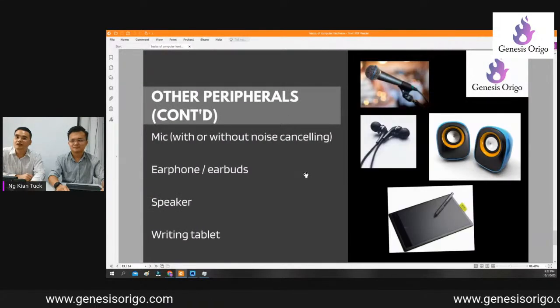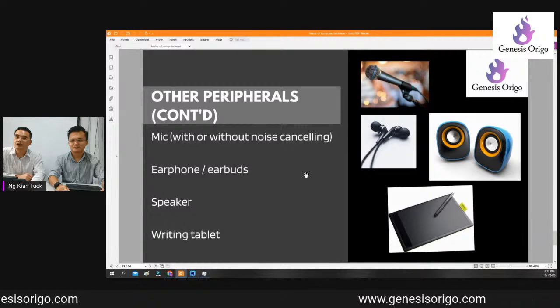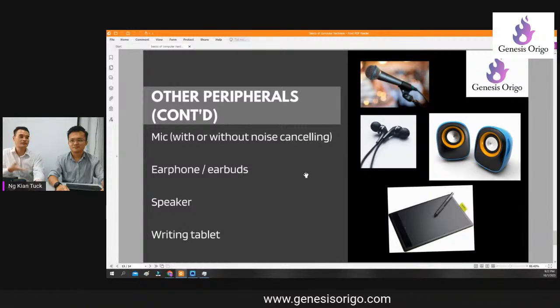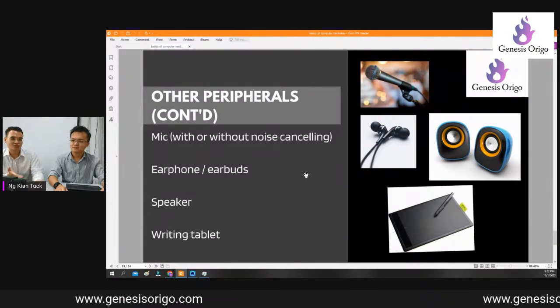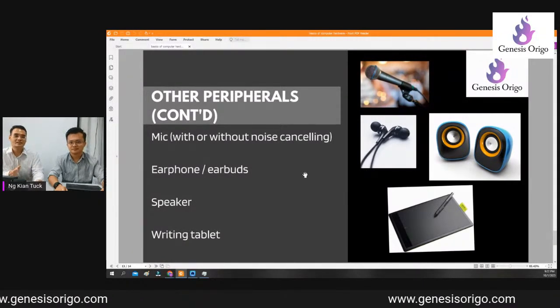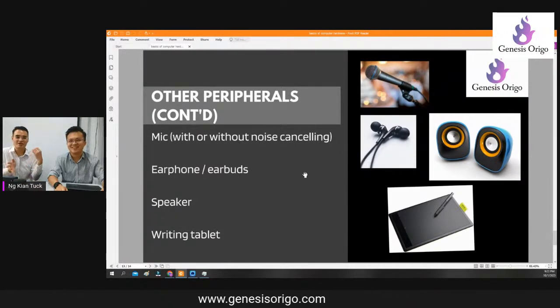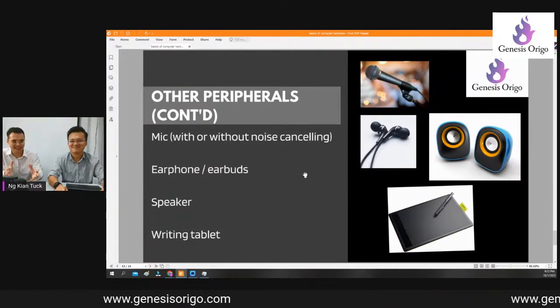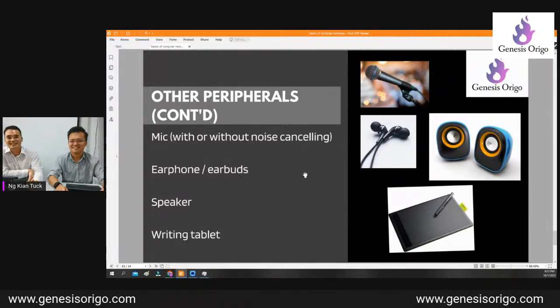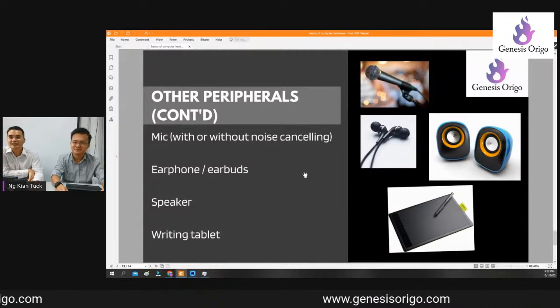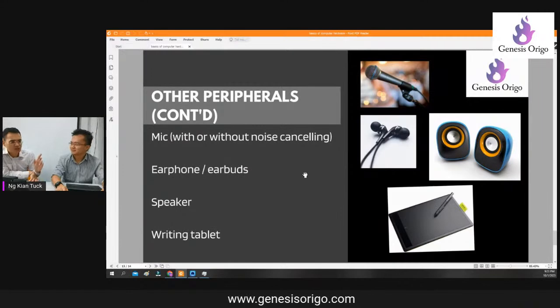Then continuing, we have mic, with or without noise cancelling. For our class teaching, we appreciate a noise cancelling mic. I very much appreciate that. When I'm teaching, my daughter is crying next to me, so they may not hear it, so obviously it is very, very important to us. But one thing I noticed, I'm not sure whether you noticed, is that with noise cancelling function, our voice turns a bit weird.